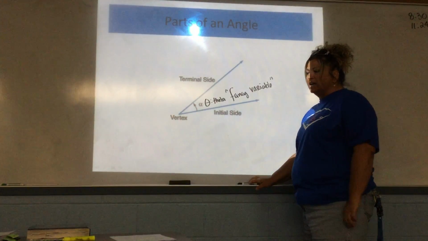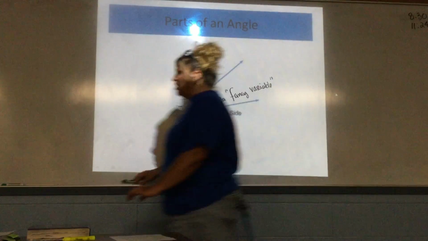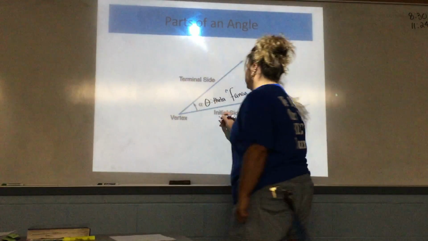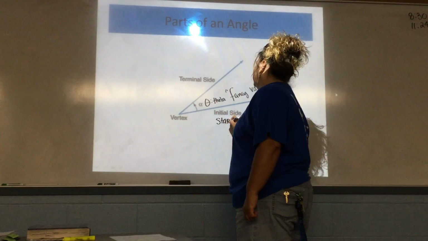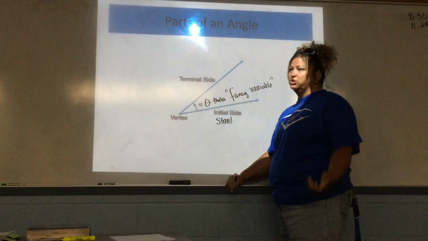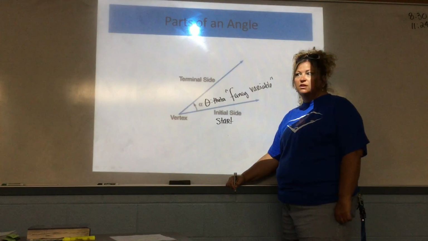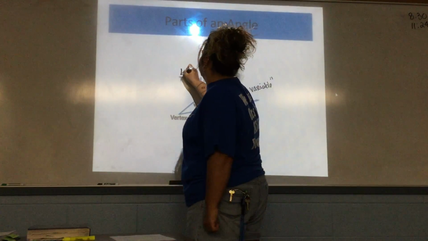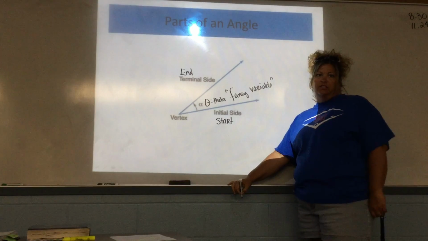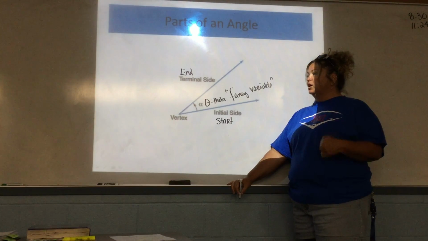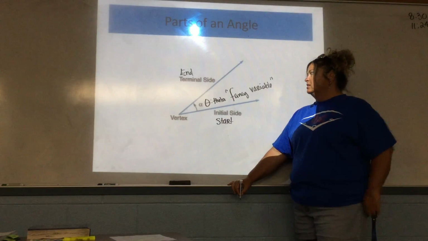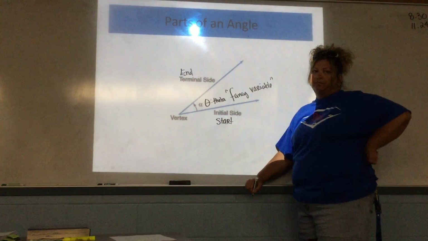You have an initial side and you have a terminal side. All that means is the initial side is the side you're going to start at. And the terminal side, what's terminal mean if you have a terminal illness? You're going to end there, okay? That's going to be very important. So when they talk about the terminal side, they're talking about where the angle ends. Vertex is still the same as we know it, okay?